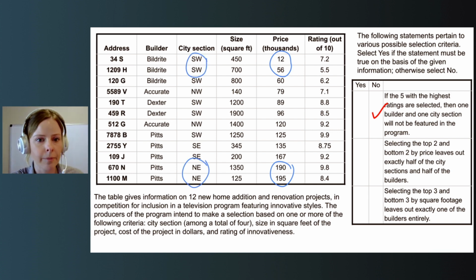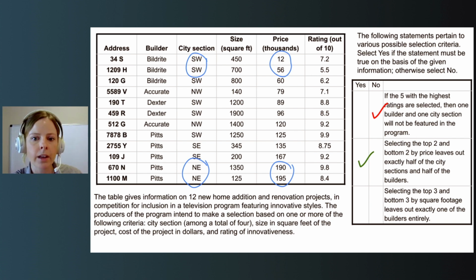And if you take a look, yep, city sections, we've got Southwest and Northeast that are in, and that leaves 2 that are out, so that's perfect. And then same thing with our builders. We have BuildRight and Pitts that are in, and we are leaving out the other 2 builders. So everything is perfectly true on that one. So our answer is yes.